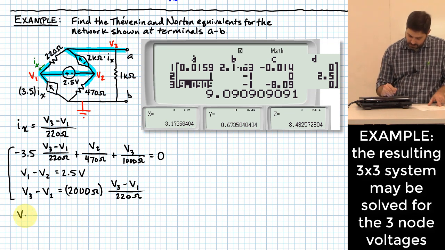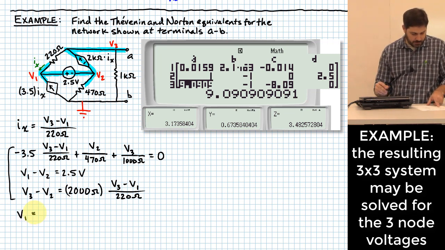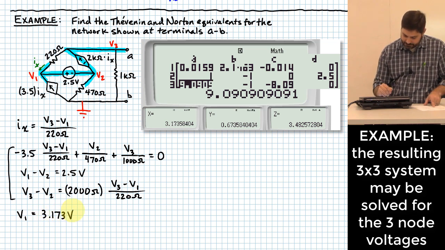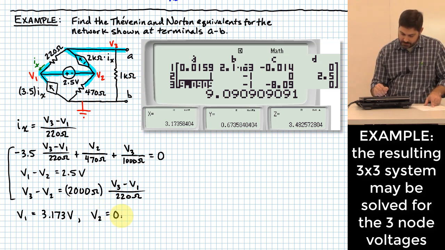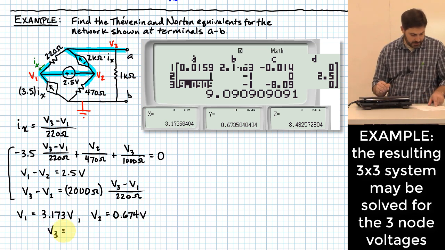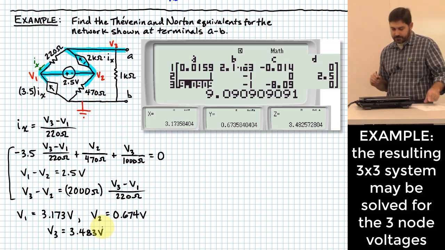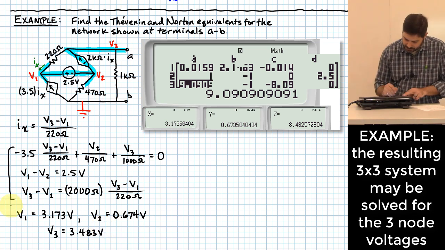V1 winds up being 3.173 volts. V2 winds up being 0.674 volts. And V3 ends up being 3.483 volts. Okay, those are my results.